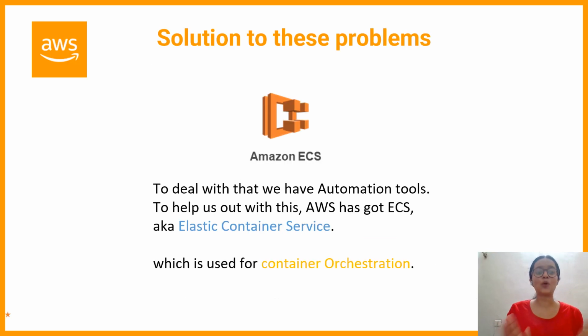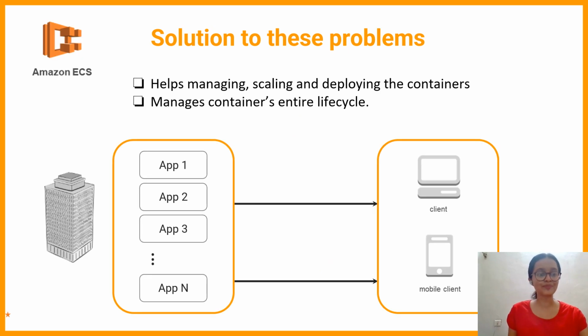Well, that's why we need container orchestration tools like Amazon ECS, aka Elastic Container Service. The problems that we discussed earlier are resolved by ECS because it helps in managing and deploying the containers, and the entire process is automated.